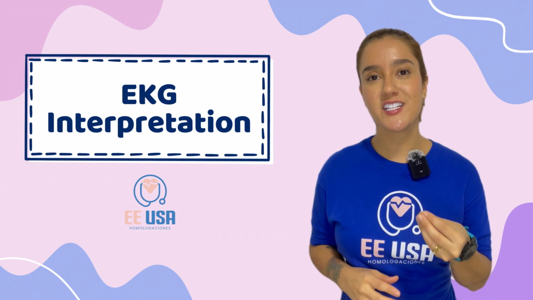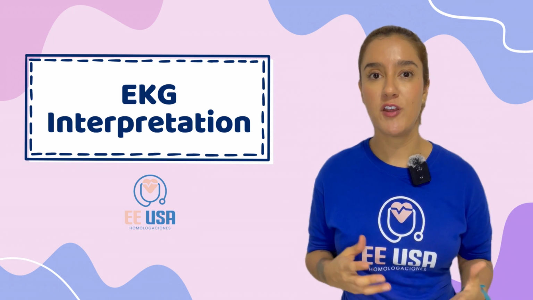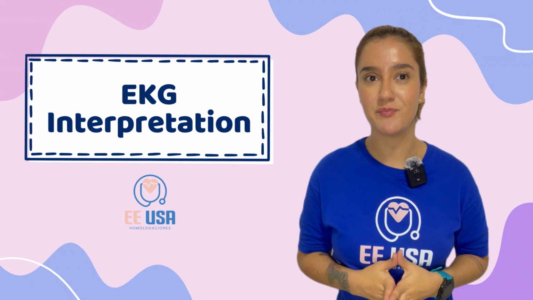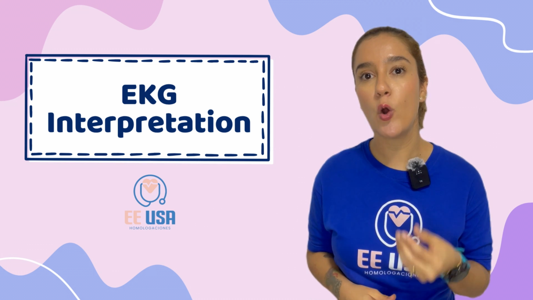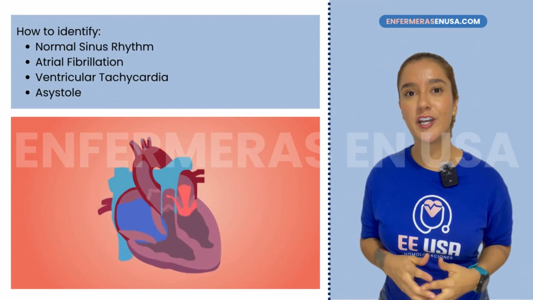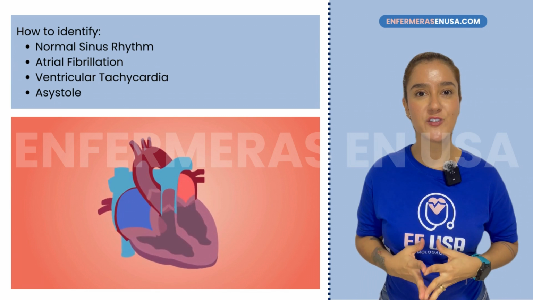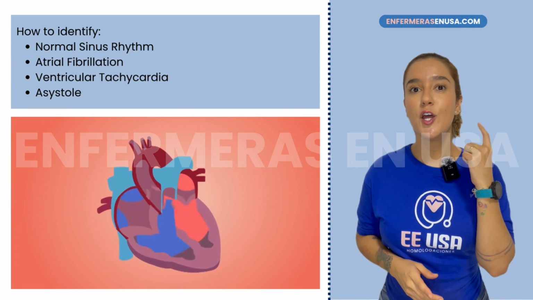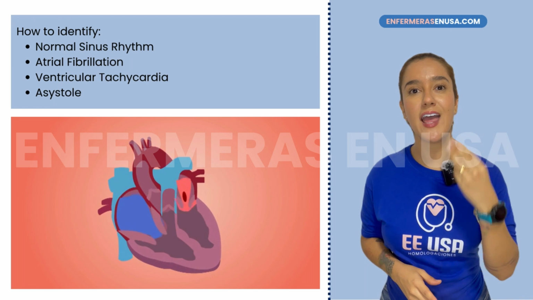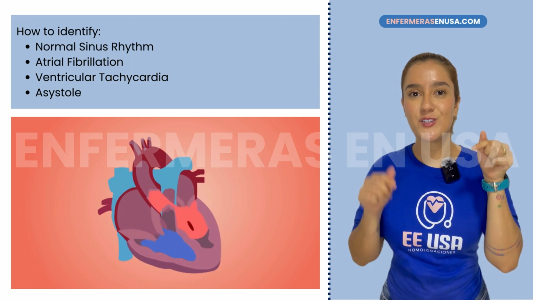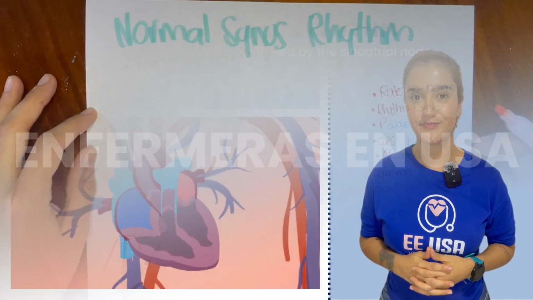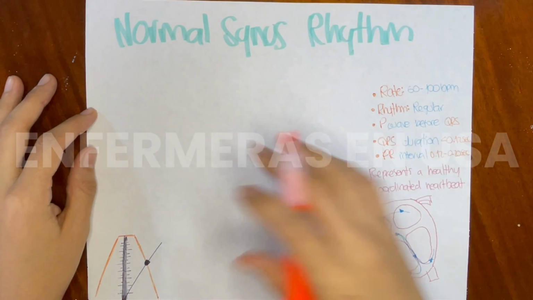One of the biggest challenges for every nursing student or professional is learning how to interpret an EKG, electrocardiogram. Recognizing a normal rhythm or identifying an arrhythmia can truly save a life. Today, we will learn in a clear and simple way how to identify four essential rhythms: normal sinus rhythm, atrial fibrillation, ventricular tachycardia, and asystole. Get ready, because by the end, you will have several easy tips to help you remember each pattern. Let's start with the basics.